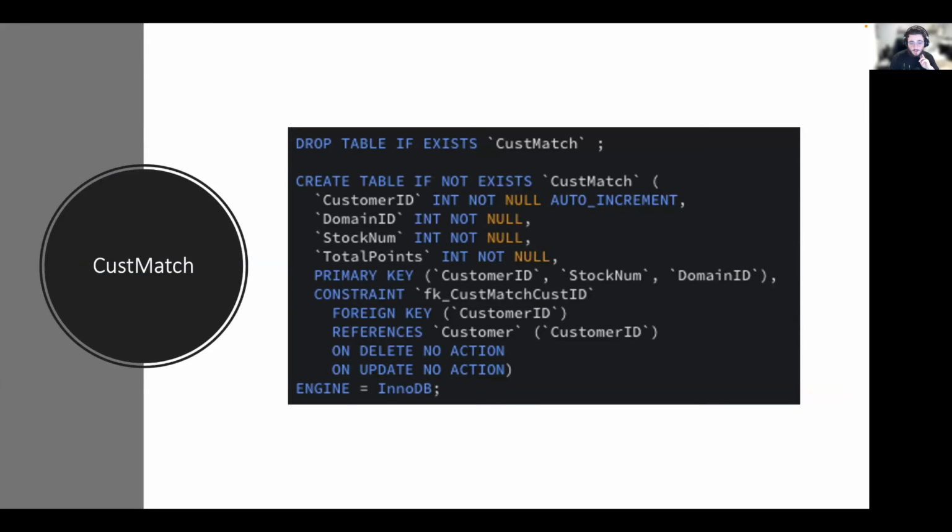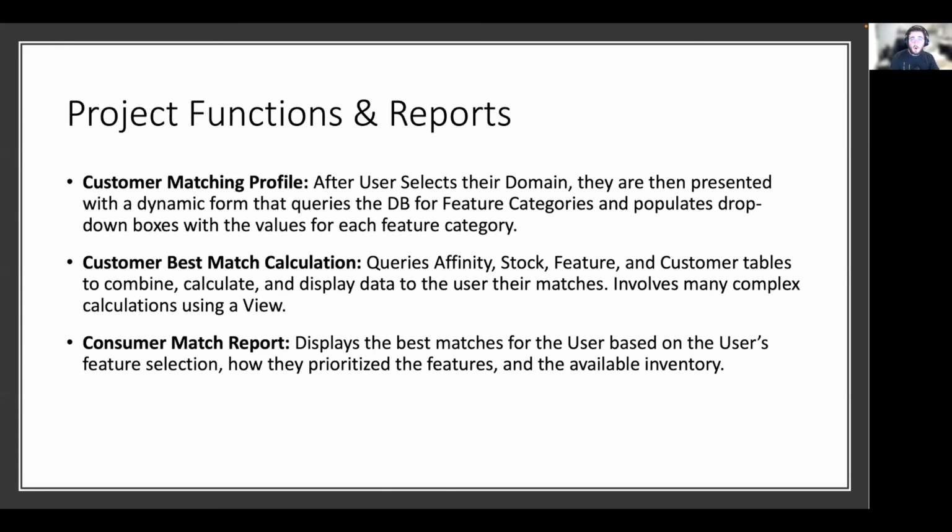For customer match, we have constraints for customer ID again. And like I said, this is where the entire thing comes together. So for our project core functions and reports, the customer matching profile, that is after the user selects their domain, they are then presented with a dynamic form that queries the database for feature categories and populates drop-down boxes with the values for each feature category.